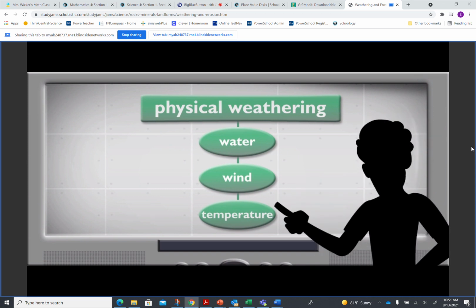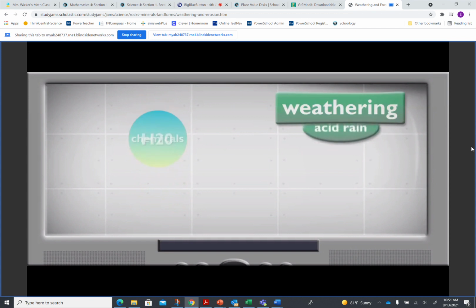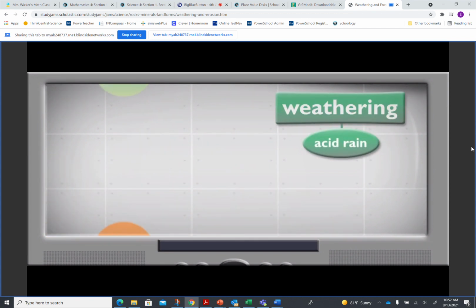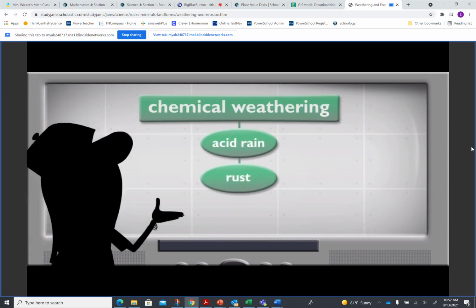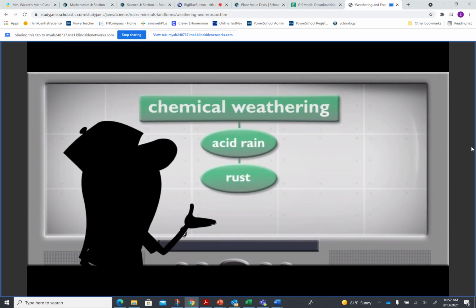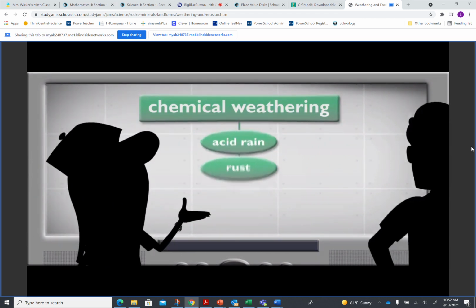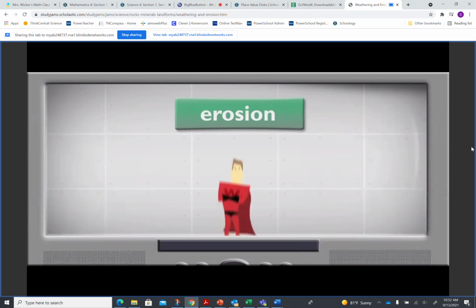There's another whole side to weathering's personality. Chemicals in the air mix with water to make acid rain that eats away at limestone rocks. Oxygen reacts with iron and forms rust. That's chemical weathering. Then, after weathering is done breaking things down, his trusty sidekick, Erosion, steps in. Yep. Erosion swoops in and picks up the pieces, carrying them away.